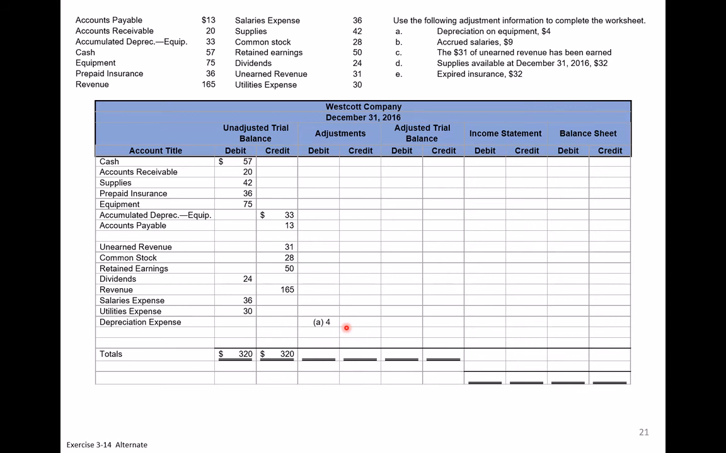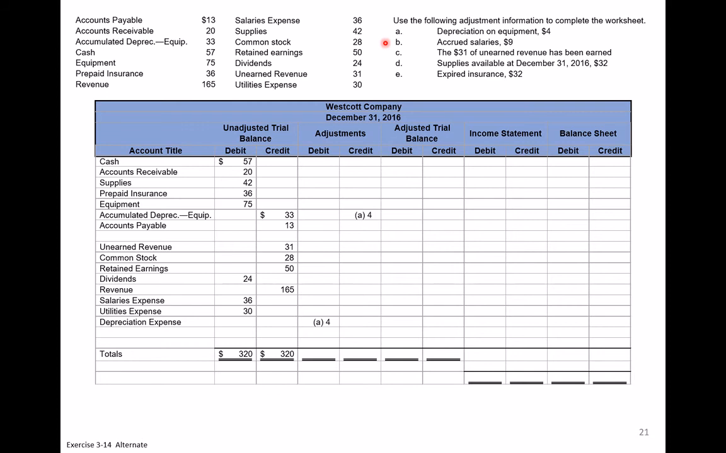If we have the debit, we also must have a credit. So the credit goes to accumulated depreciation on the equipment. Remember, that's the contra account to the equipment itself. We don't credit the equipment directly. Instead, when we use up some of the equipment, it gets credited to the contra account. Okay, so that's all for the first one, transaction A. Let's move on to B.